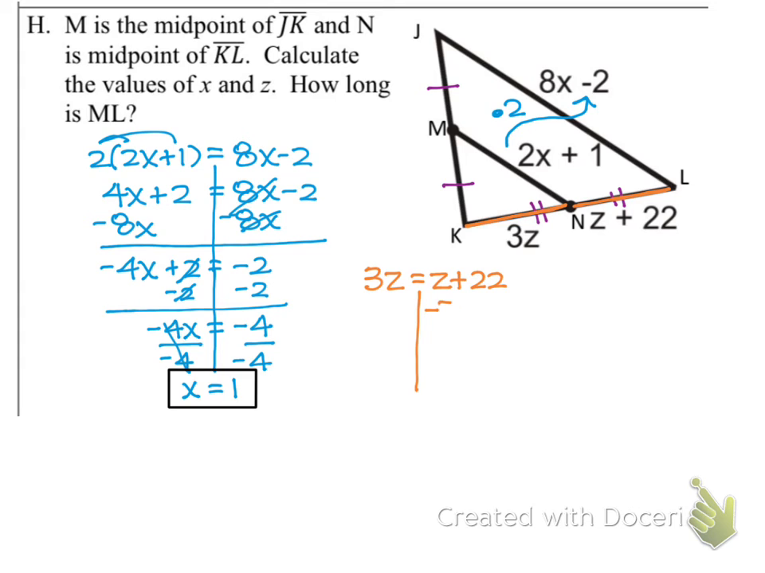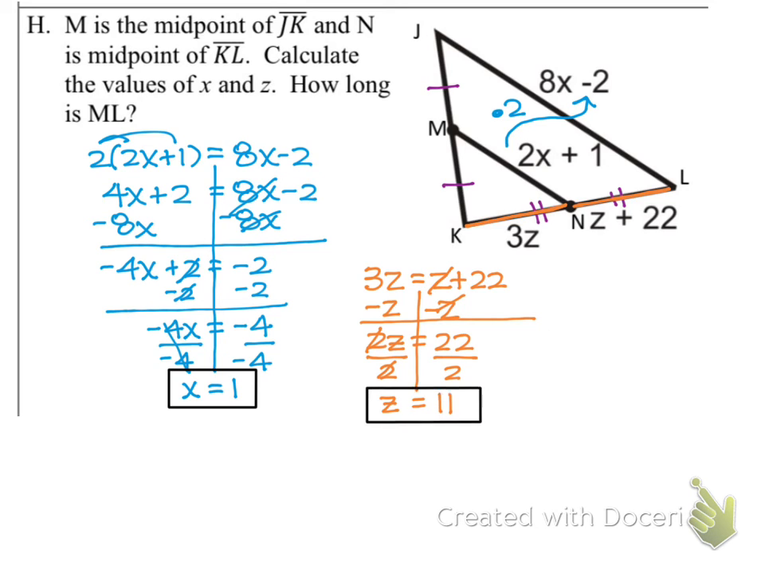Let's solve for z. I'm going to subtract z. That gives me 2z. I'll put a little line through my z there so I don't confuse it with my 2. Divide by 2. My z looks like it's going to be 11. So we've got z. X is taken care of. Z is taken care of.